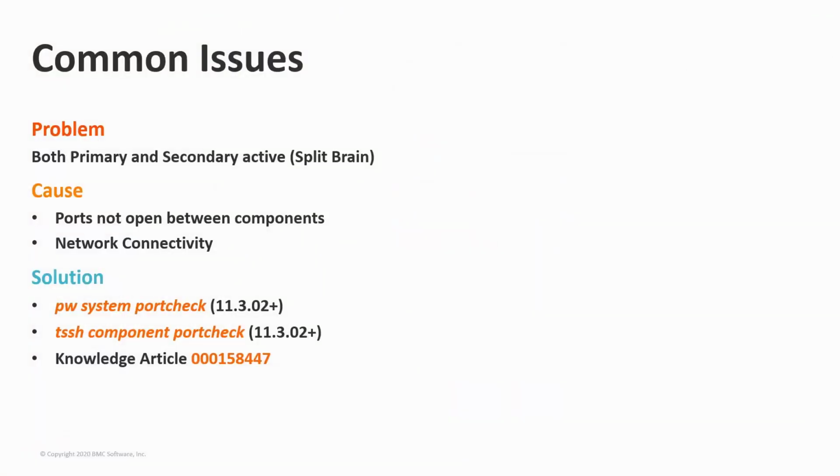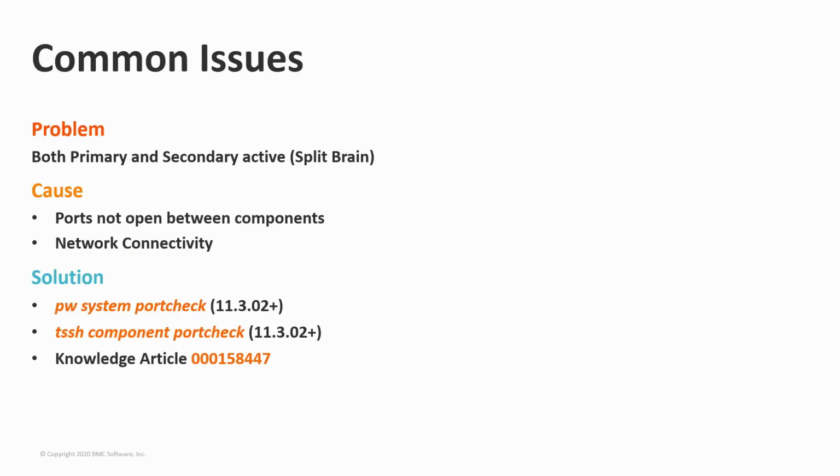Let's now take a look at some of the common issues that have been seen with application HA. A split brain occurs when the HA nodes can no longer communicate with each other, as each node assumes the other one is down and you end up with both primary and secondary being active. A cause of a split brain could be a network outage or ports blocked in a firewall. With version 11.302, we introduced new commands, PW System Port Check for TSIM and TSSH Component Port Check for TSPS, that can be used to test port connectivity.